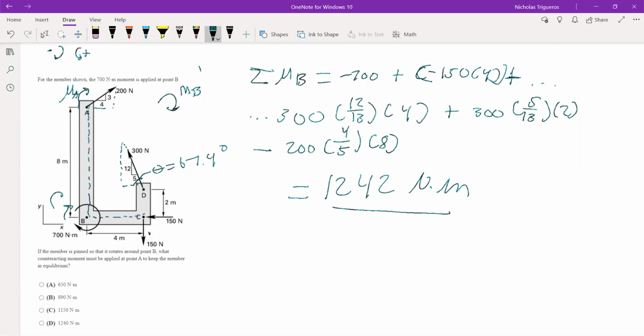Let me just rerun and make sure I can get that. 300 times 518 times 2, minus 700. Yeah, I mean, it still comes out as negative, but now I get 1241. Yeah, that's right.